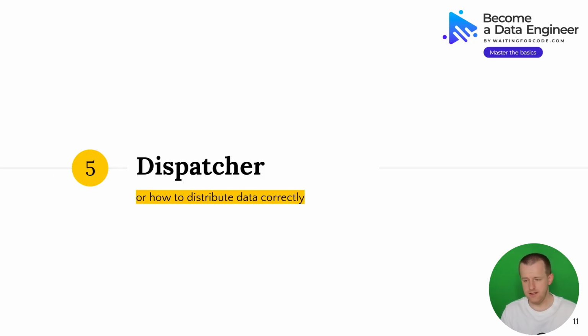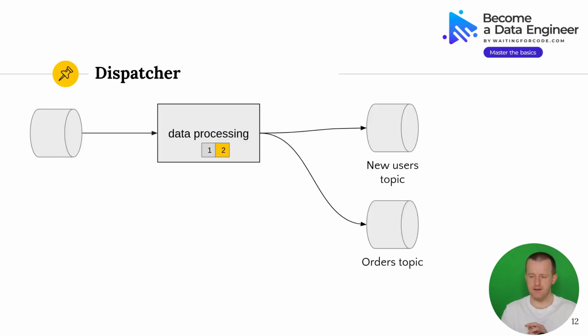The next pattern is the dispatcher. That's also something you saw before, I think in the homework, and the idea is to distribute data correctly according to some rules. Here we can imagine that we are receiving data to a single topic. Well, it's not always a good idea to mix different types of data in the same storage. Very often it's a really bad idea because it makes the reading process much harder to do, and obviously if one consumer is interested only in one specific type of event, this consumer will still need to process all types of events.